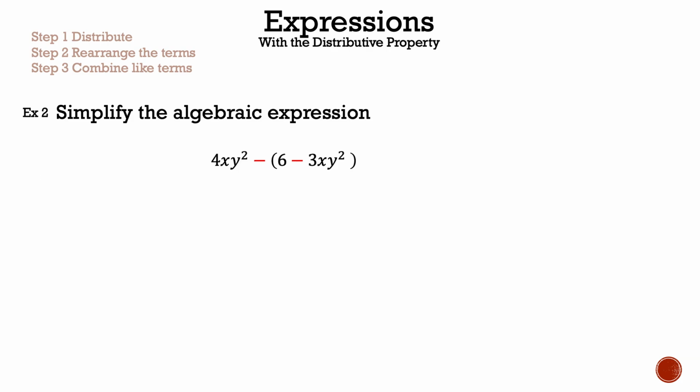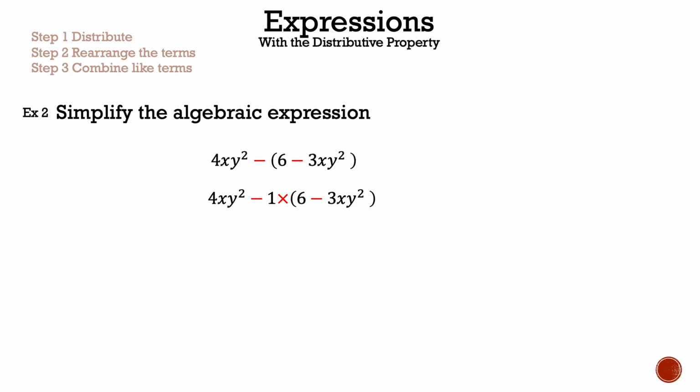Now let's take a look at example 2, where we have 4xy squared minus the parentheses of 6 minus 3xy squared. Now you may be wondering, what do we distribute? Well, we're going to add that invisible 1 so we can tell what number we need to distribute inside the parentheses. So once again, we're going to need to distribute that negative 1 to each term.